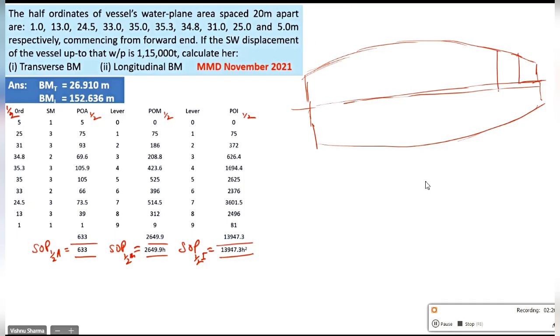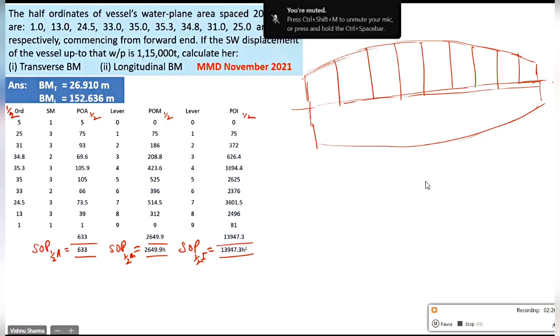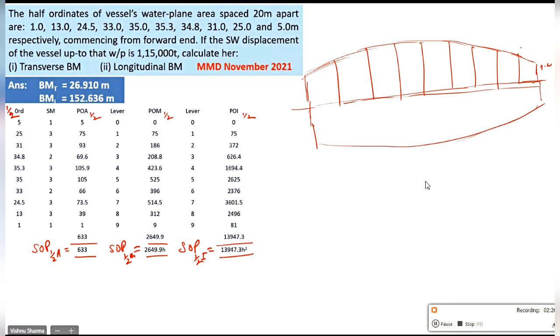2, 3, 5, 6, 7, 8, 9, and 10. 13, 34.5, 33, 35, 35.3, 34.8, 31, 25, and 5. Guys, everybody happy with the table or any questions before we solve it?